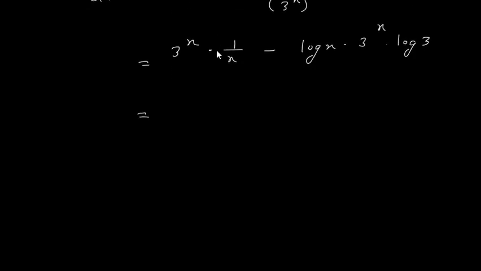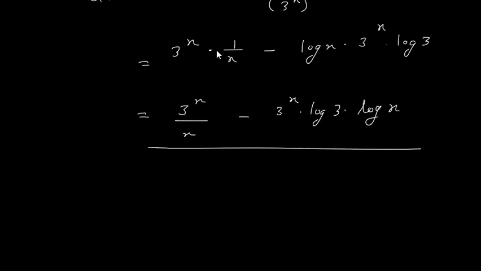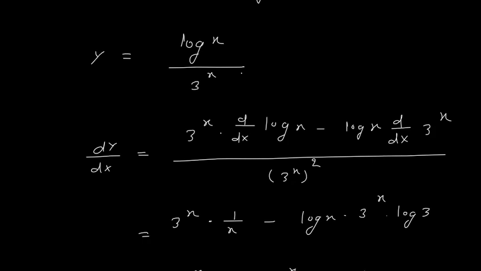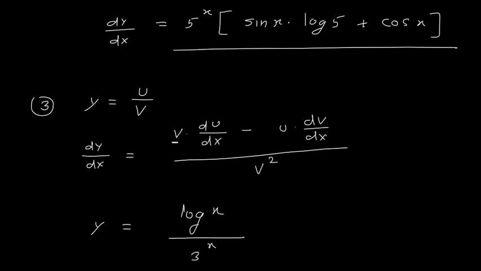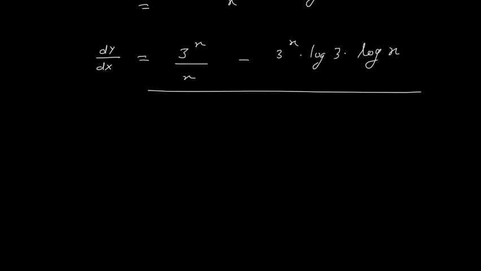So this is equal to 3 power x upon x minus 3 power x into log 3 into log x. This is dy upon dx. Okay, so this is when we have the u upon v form. These things you have also learned in your 11th standard, but I don't know whether you remember all these methods or not, so we have discussed them here again.